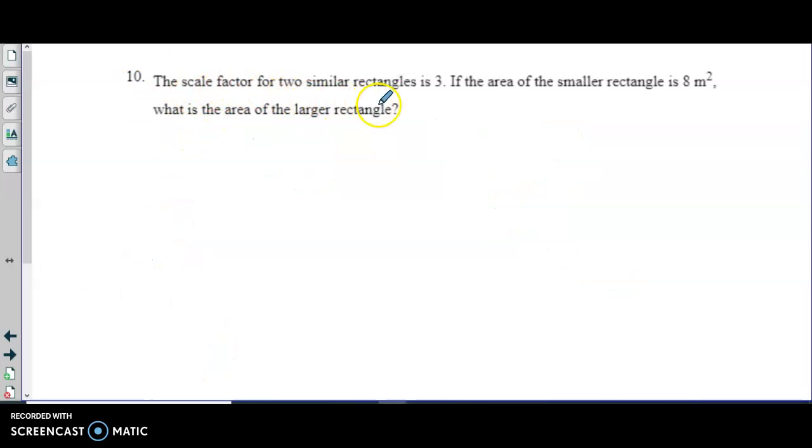The scale factor for two similar rectangles is 3. So scale factor tells you how much bigger or smaller you're making something. So if the scale factor is 3, that means one of your rectangles is 3 times bigger than the other. That's what the scale factor tells you. If the area of the smaller rectangle is 8 meters squared, what is the area of the larger rectangle?